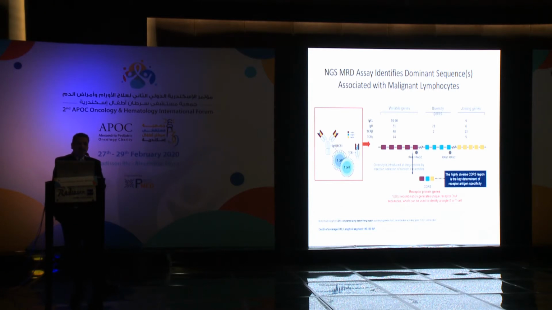This concept of diversity is introduced at the junction by the insertion and the deletion of random nucleotides, which basically allows the generation of the unique CDR3 region that's used for tracking of the residual disease, or the cell of origin, across the various stages of development.